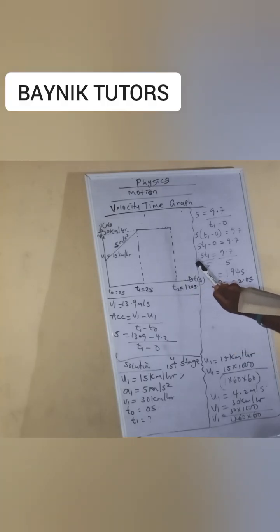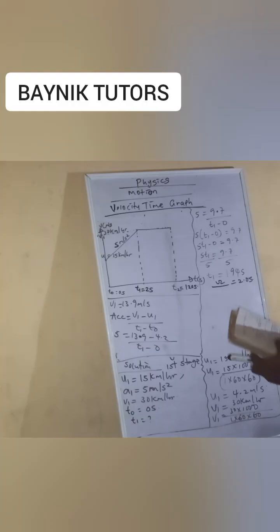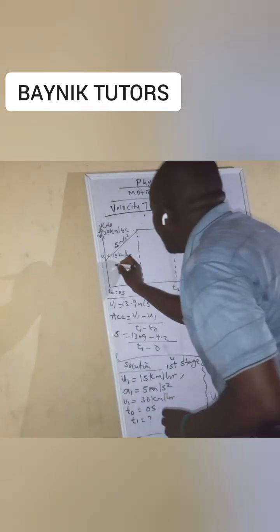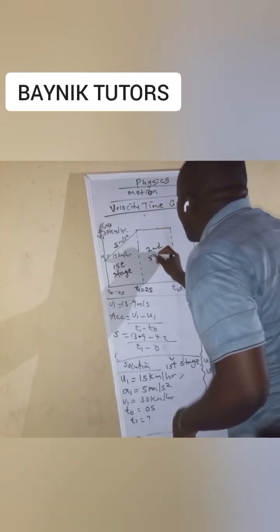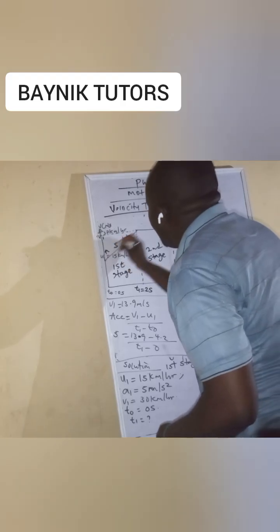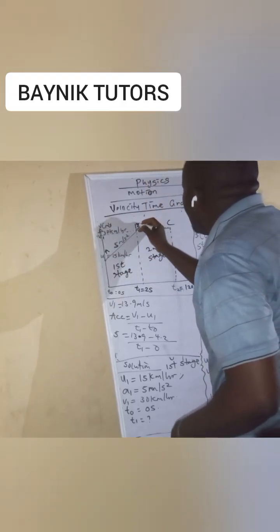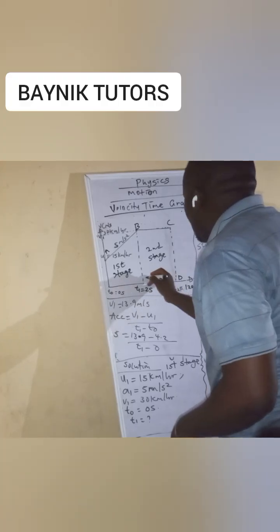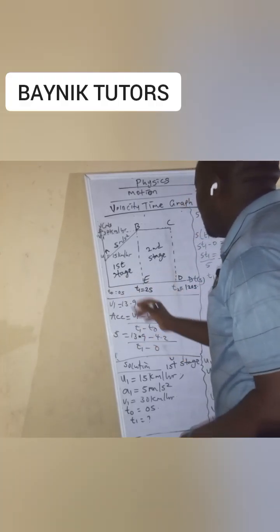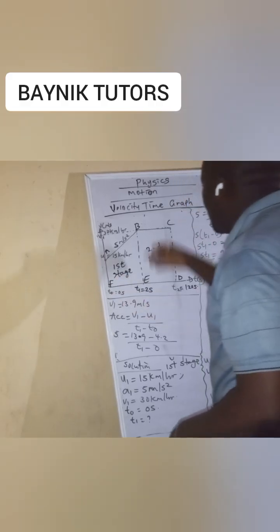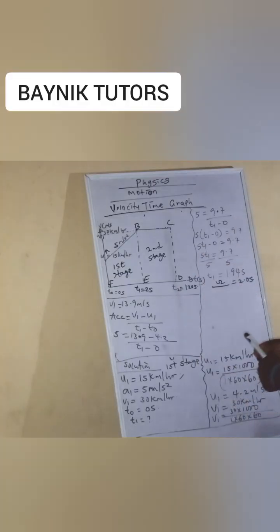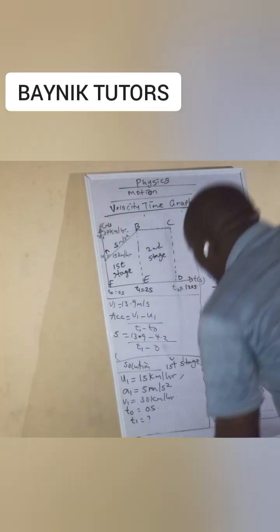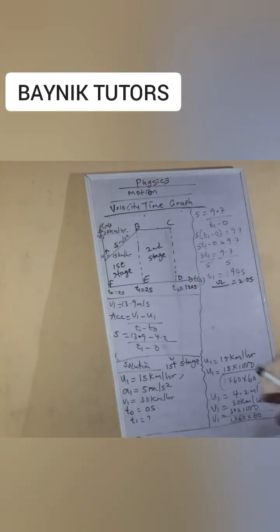We are now told to find the total distance covered before its maximum velocity. So we have the first stage and the second stage, with points A, B, C, D, E, F. We are told to find the total distance covered before it maintains the maximum velocity. That's the major aim now.